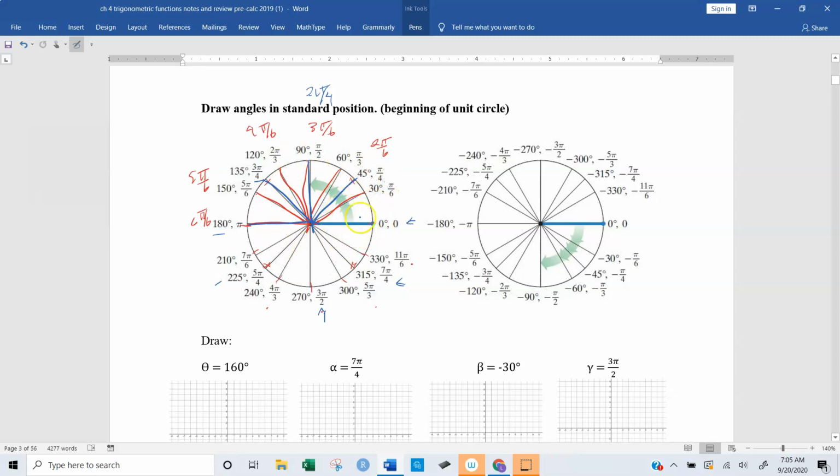So degrees goes by 30, and then it goes by 45s, and then it's pi over 6 and pi over 4. You're literally reducing fractions.